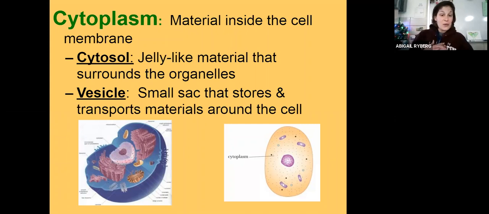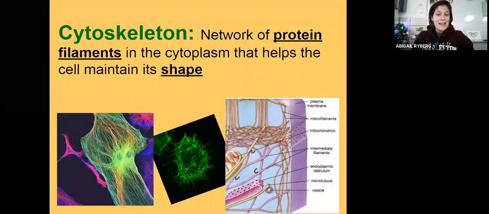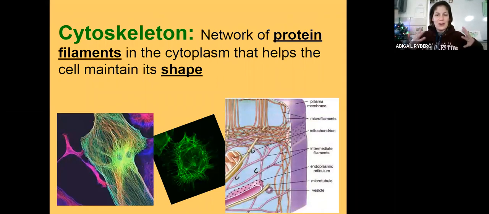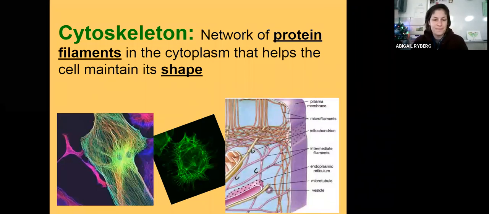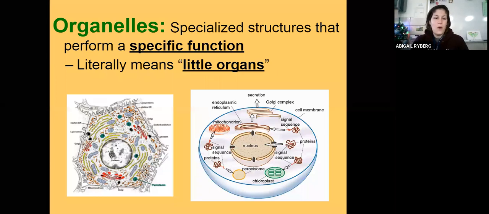Cells have vesicles, which are small storage sacs, basically, and they can move materials throughout the cell. The cytoskeleton is a big interconnected network of protein filaments within the cytoplasm that helps the cell maintain its shape and movement a little bit. We'll see that later on. So the cytoskeleton is basically the cell's skeleton. Organelles.